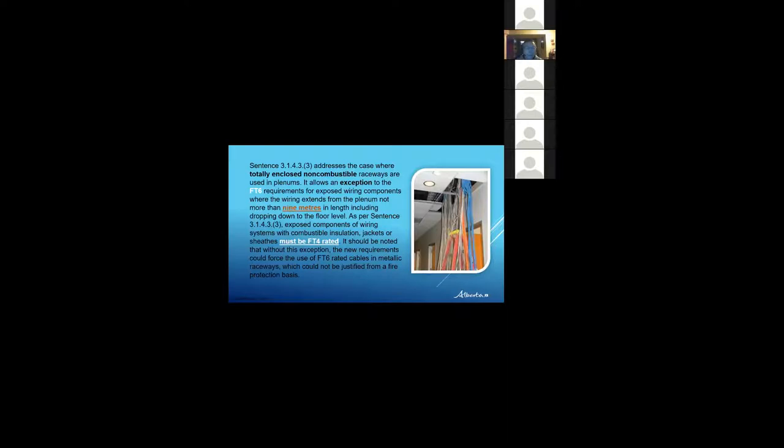As per sentence 3.1.4.3, exposed components of wiring systems with combustible insulation, jackets, or sheaths must be FT4 rated. It should be noted that without this exception, the new requirements could force the use of FT6 rated cables in metallic raceways, which could not be justified from a fire protection basis.